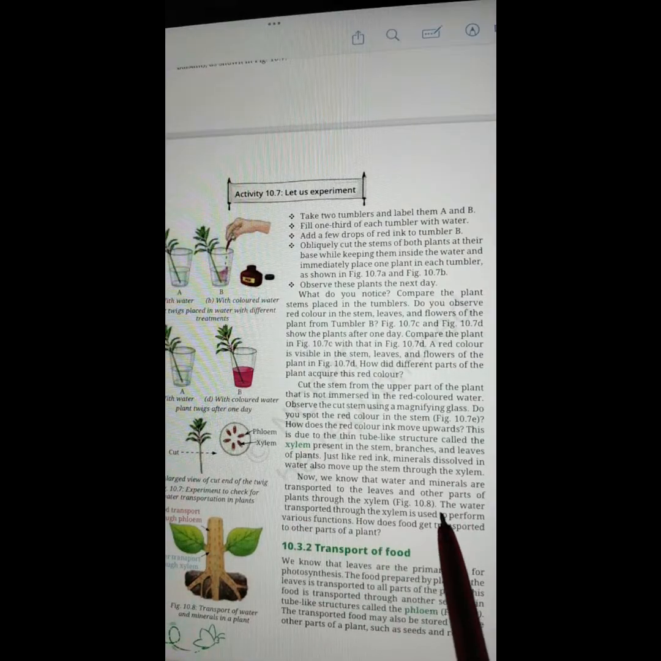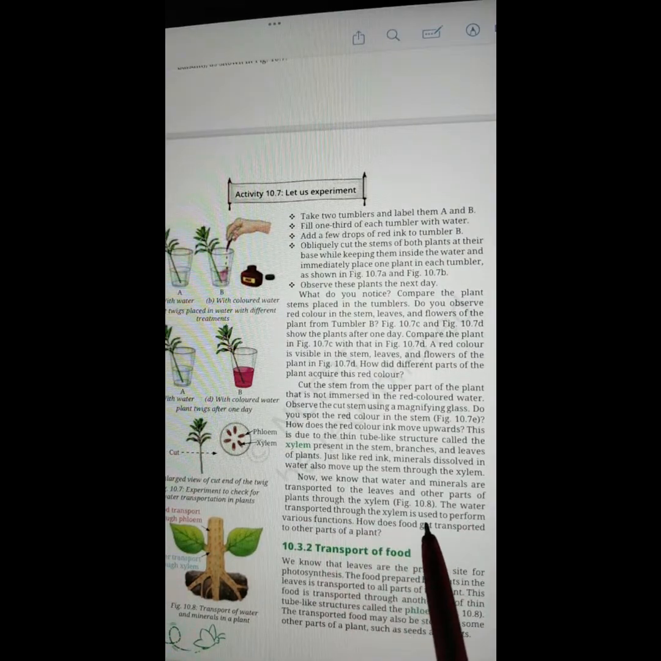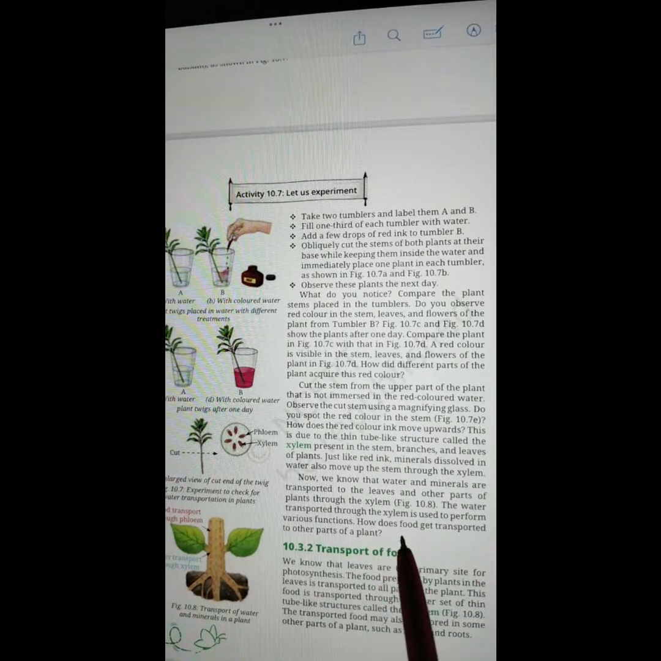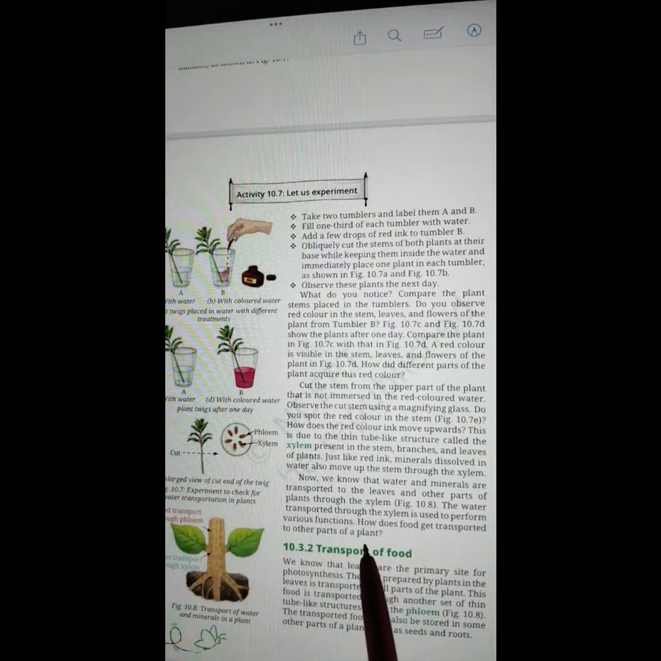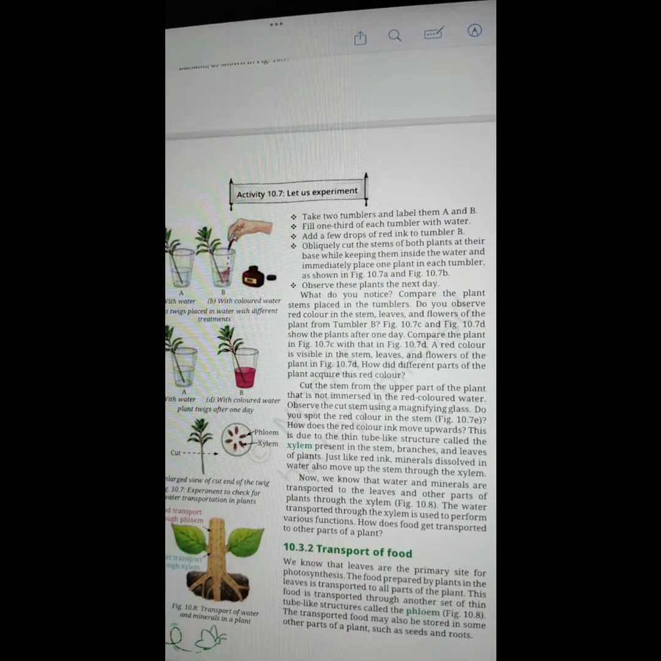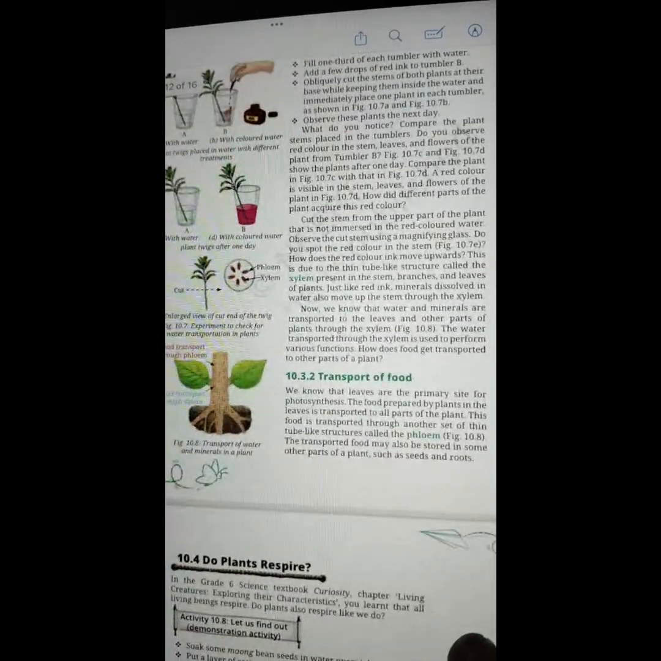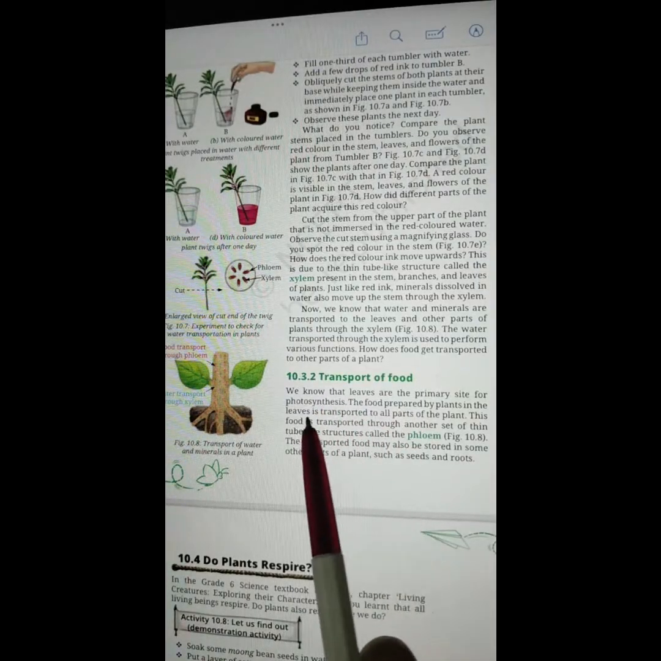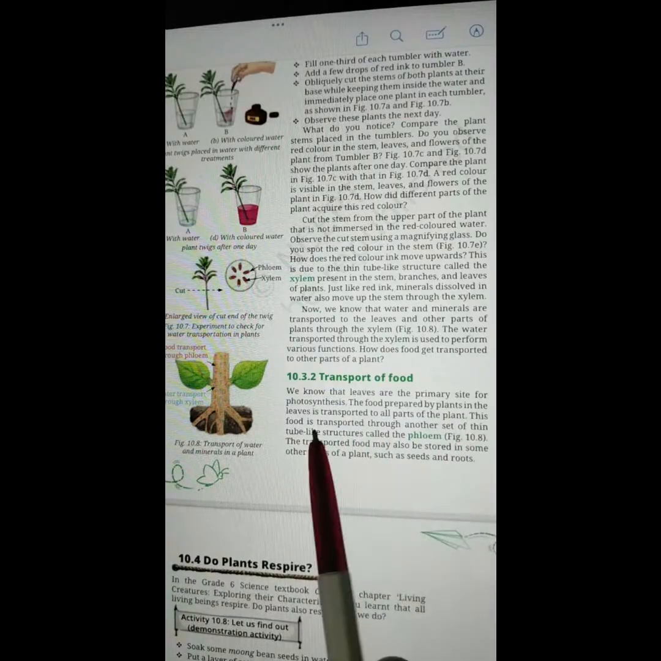Now we know that water and minerals are transported to the leaves and other parts of the plants through the xylem. The water transported through the xylem is used to perform various functions. How does food get transported to other parts of the plant? So we will be studying transport of food now. We know that leaves are the primary site for photosynthesis.